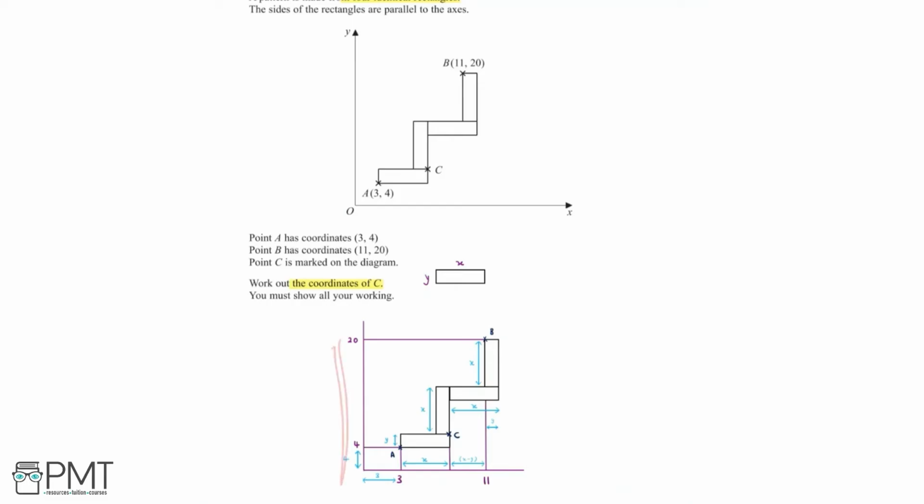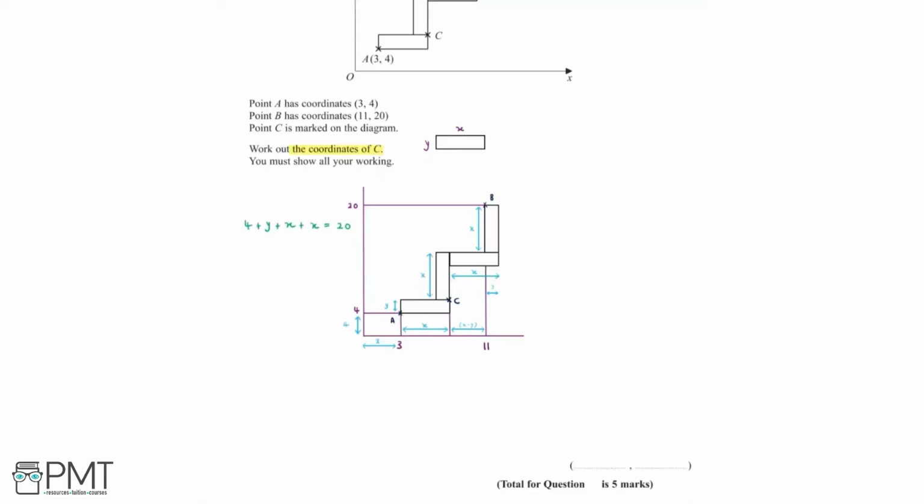Now the vertical length of 20 would be equal to this length, plus the small length here, plus this length, plus this length. We know the length of each of these 4 parts, and so we can say that the vertical length would be equal to 4 plus y plus x plus x, which is equal to the height of 20. We can do the same thing on the horizontal side.